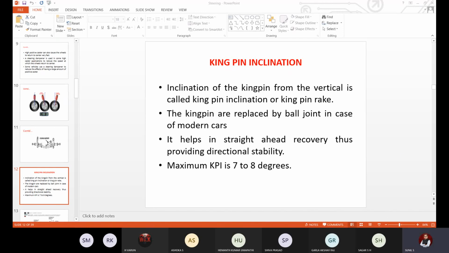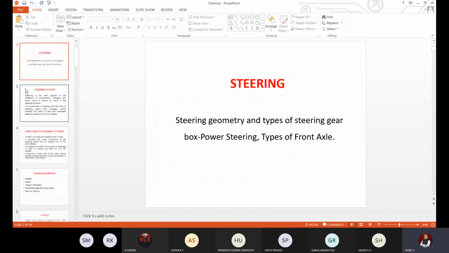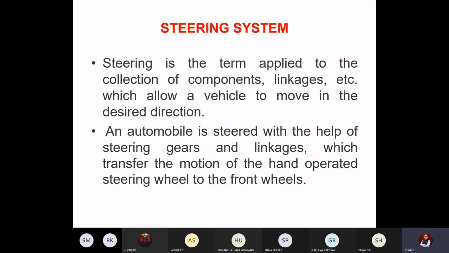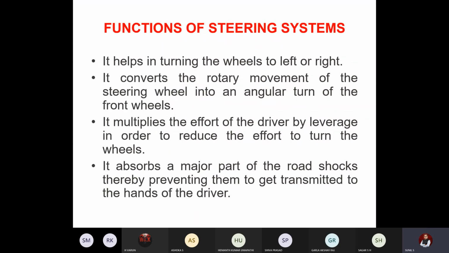Right? So before moving further, we will just once discuss what all we discussed in the last class. First we started with the steering system. What are the functions of a steering system? We discussed there are four important functions.